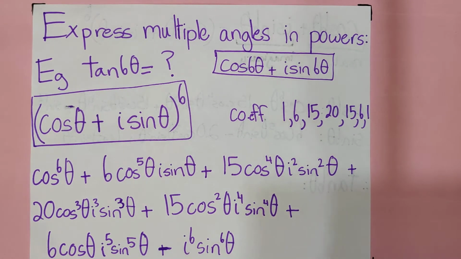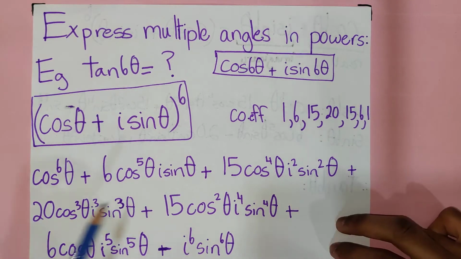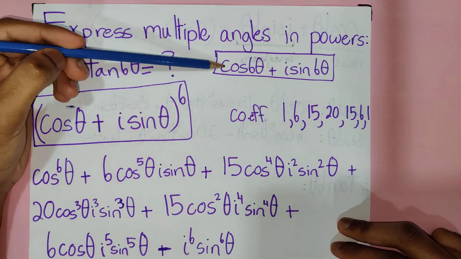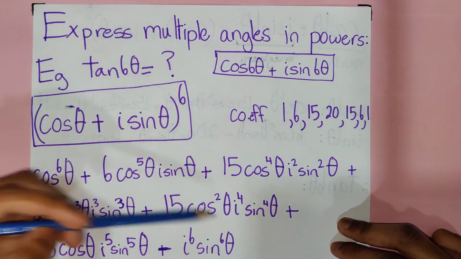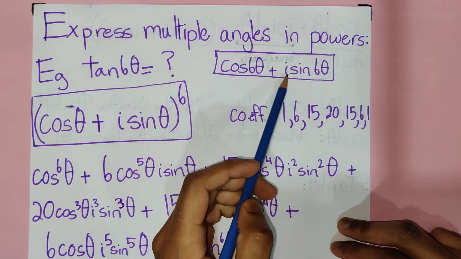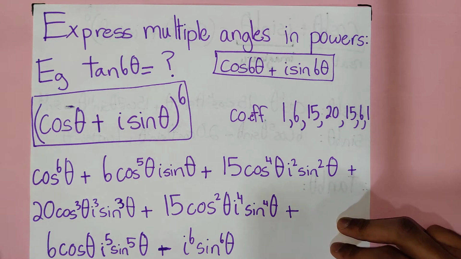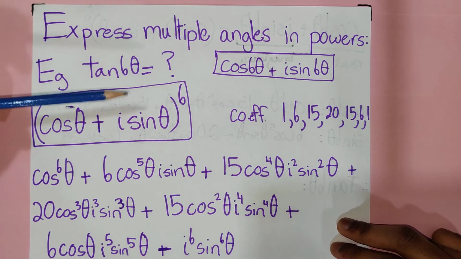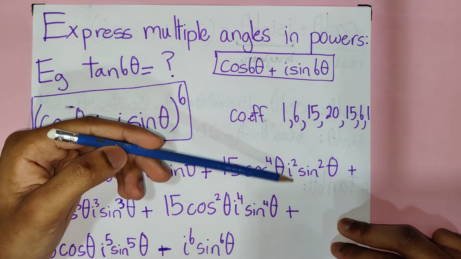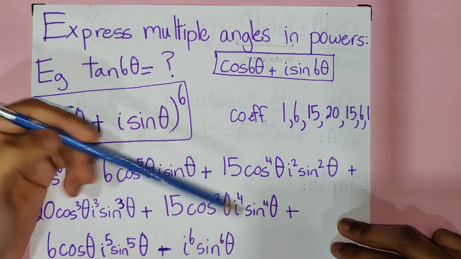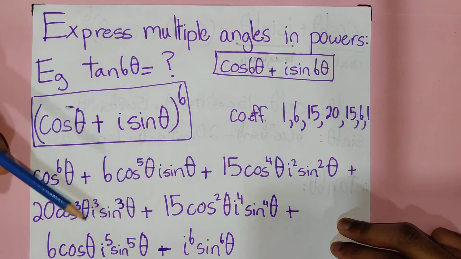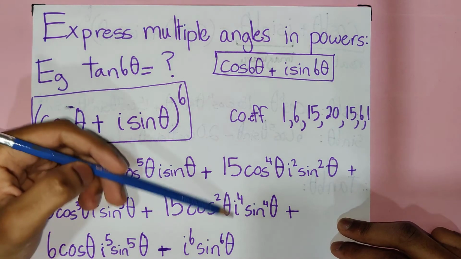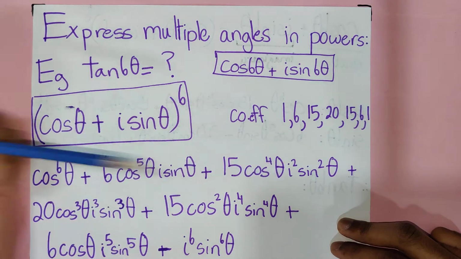So now that we've done that, what does that tell us? Well, if we find the real part of this, that will be equal to cosine of 6 theta. And if we find the imaginary part, that will be equal to i sine of 6 theta. So the real part will be everything in this without i. Keep in mind that even powers of i are real and odd powers of i are not real, because i cubed is minus i, and i to the 4th is just 1, and i squared is minus 1.